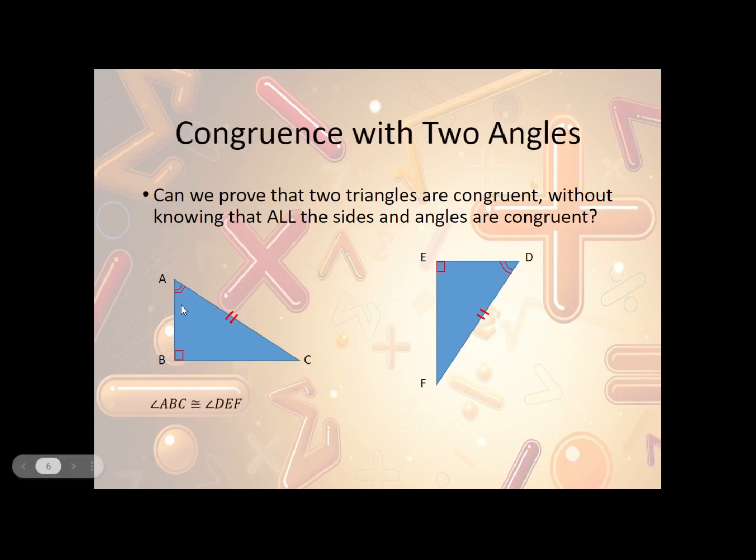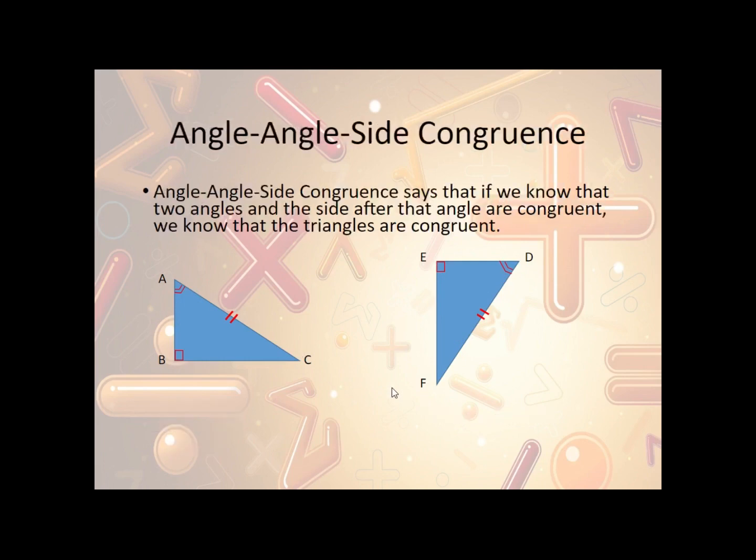We know that angle ABC is congruent to angle DEF. We know that angle BAC is congruent to angle EDF. And we know that AC is congruent to DF. So does that mean that the triangles are congruent? Well, once again, in fact, it does. And it's by using this idea of angle-angle-side congruence. So this says that if we know two angles and then the side after those two angles, then we know that the triangles are congruent.